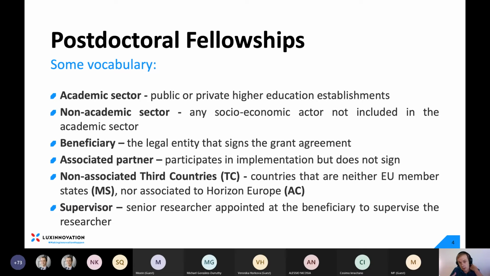But third countries are important nowadays because when you do a secondment, so this exchange as part of your fellowship, traditionally you could only do them in member states or associated countries. Now it has changed and you can do these secondments anywhere in the world. So that's quite an interesting change.